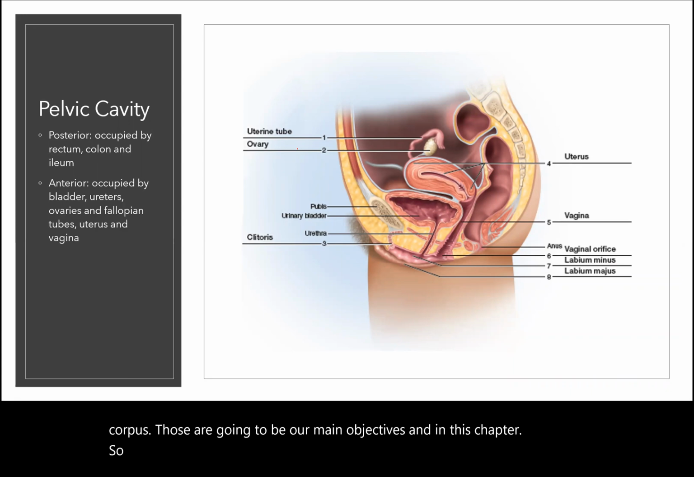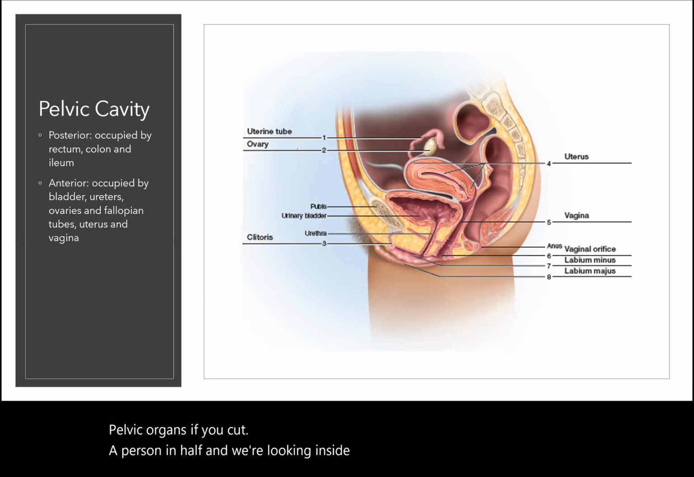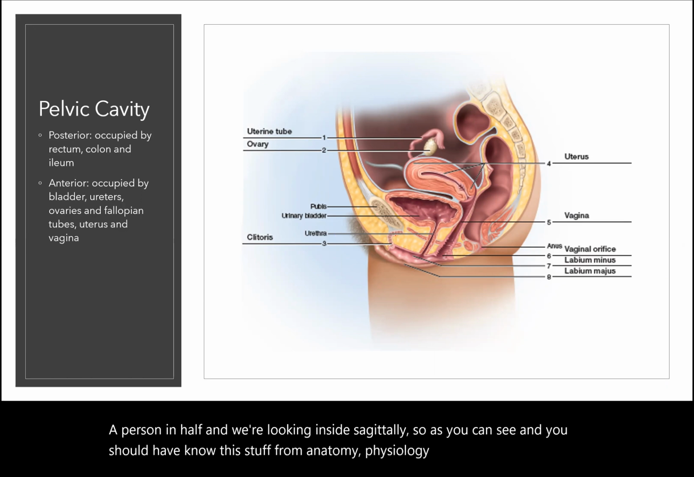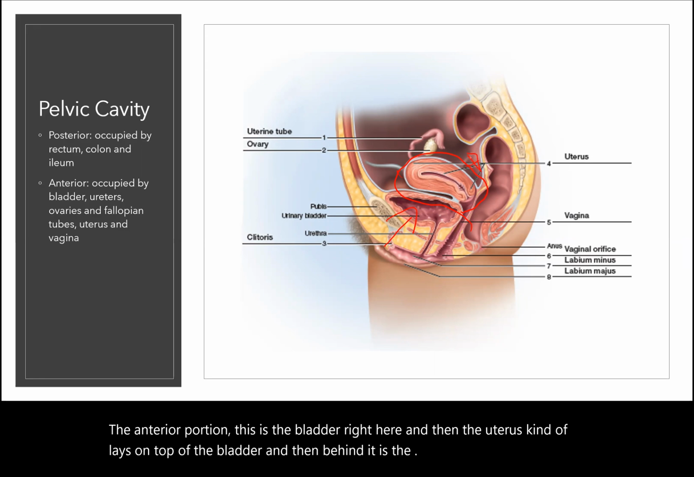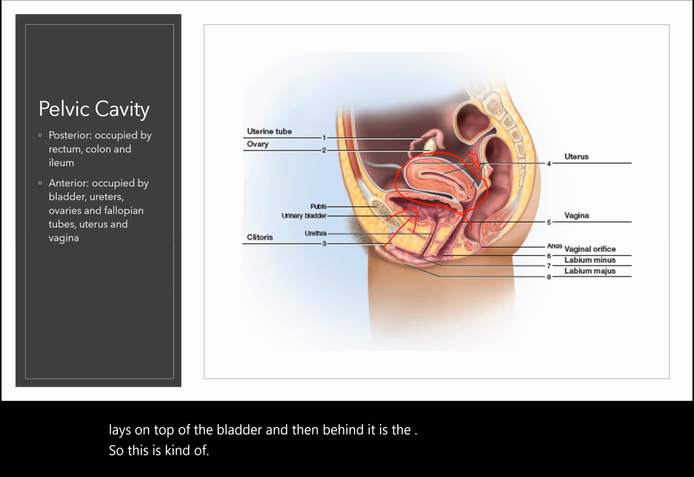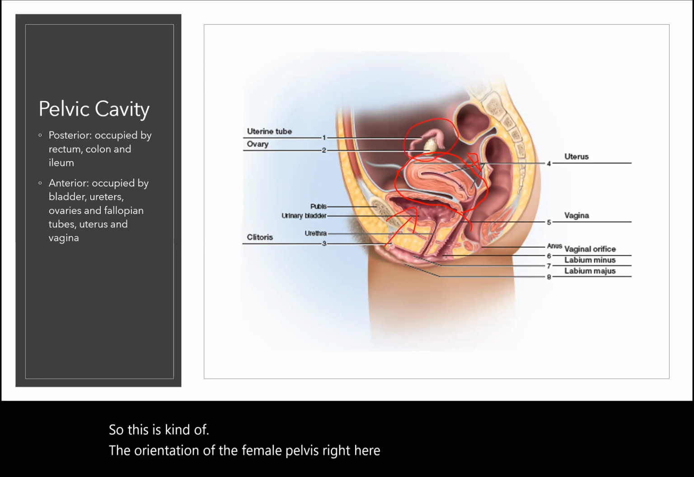So here we're looking at the female pelvic organs. If you cut a person in half and we're looking inside sagittally. As you can see, and you should know this stuff from anatomy and physiology, but we'll go over it again. The anterior portion, this is the bladder right here, and then the uterus kind of lays on top of the bladder, and then behind it is the rectum. So this is kind of the orientation of the female pelvis right here. This is the fallopian tube and ovary here.